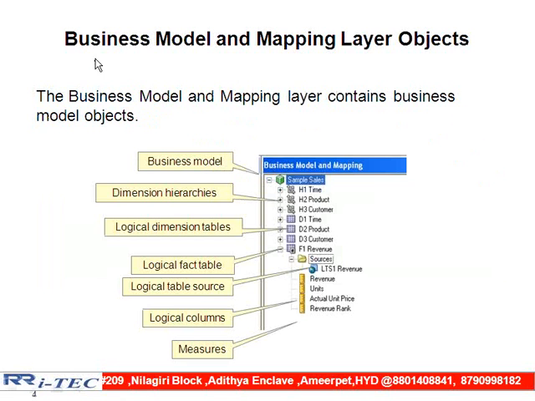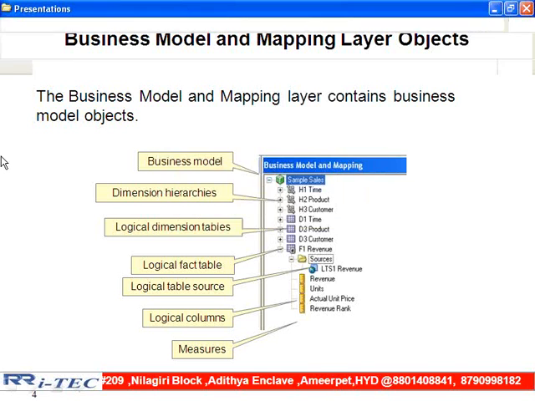Now, the next one: business model and mapping layer objects. These are the objects available. One is the business model. Second is dimension hierarchies. As of now, I haven't discussed this object called dimension hierarchies. It will come down the line.